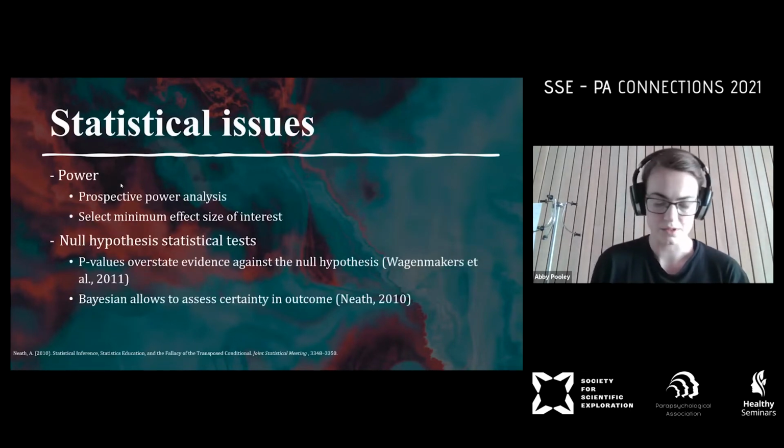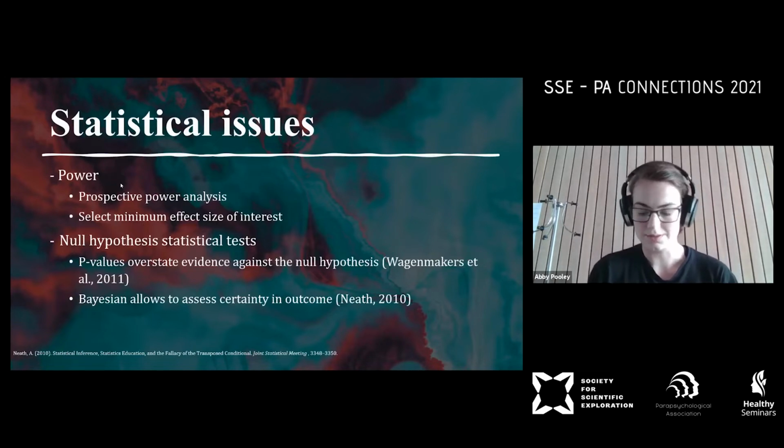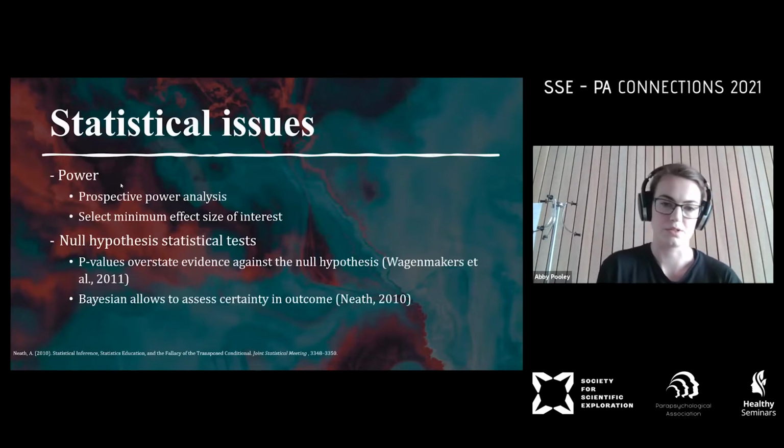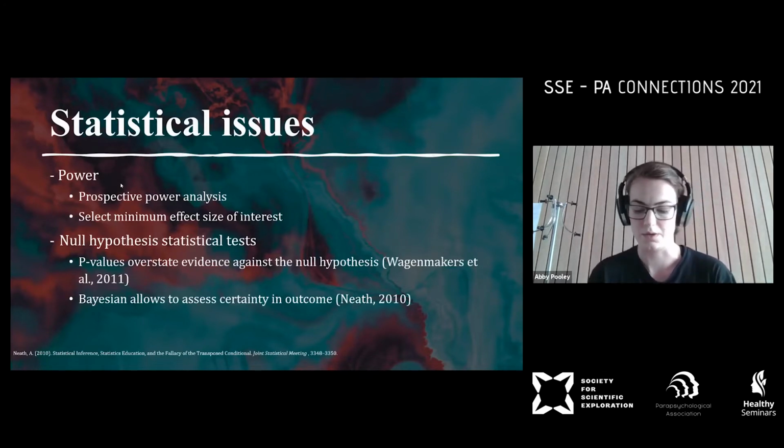Statistical issues again reflect both psychological and parapsychological studies. Both power and null hypothesis statistical testing, or frequentist statistics, are most commonly used in psychology. However, there's a fundamental weakness in null hypothesis statistical testing, as its failure to reject the null hypothesis doesn't mean there is no effect. And p-values tend to overstate evidence against the null, and this is exacerbated as the sample size increases. So the larger the sample size you have, the more likely to find a significant outcome.